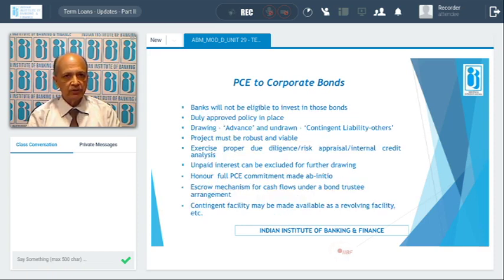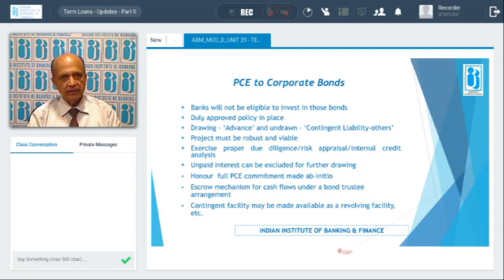Another condition imposed on the banks is that banks cannot subscribe to the bond issue or participate in the bond issue, except that a bank can give finance for the issue. But the issuer cannot subscribe to the bond issue, or they cannot invest in these bonds. And every bank issuing this PCE should always have a duly approved policy in place. Duly approved in the sense by their competent authority, the board.